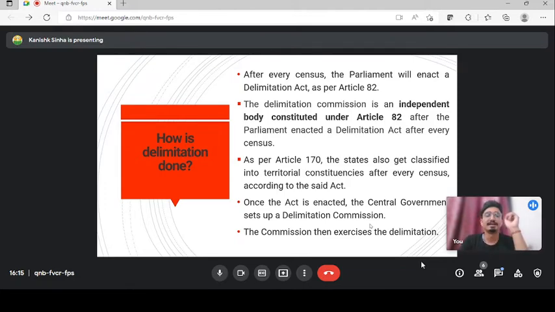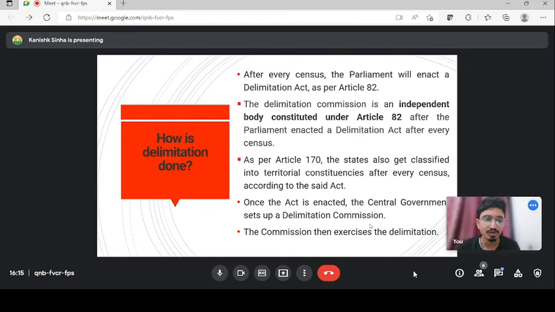Okay, so Article 82 is very important for you to know. It states that there will be a delimitation after every census, and an independent body known as the Delimitation Commission will be constituted for the same after every census. Another important thing you have to know is that Article 170 is also important, in which the states are classified into various constituencies, because it is not only the parliamentary constituency whose boundaries are altered or changed, increased or decreased, even that of the states.